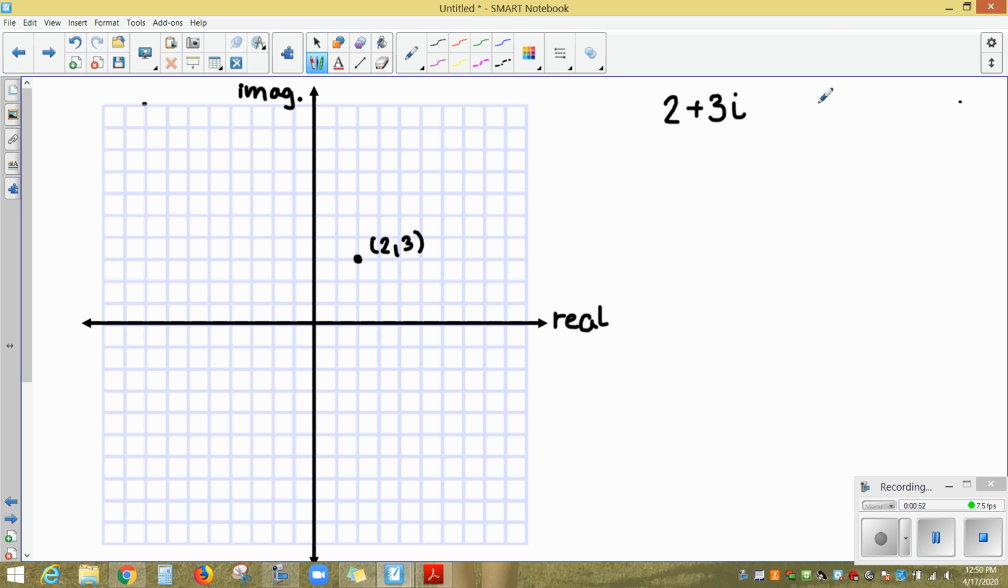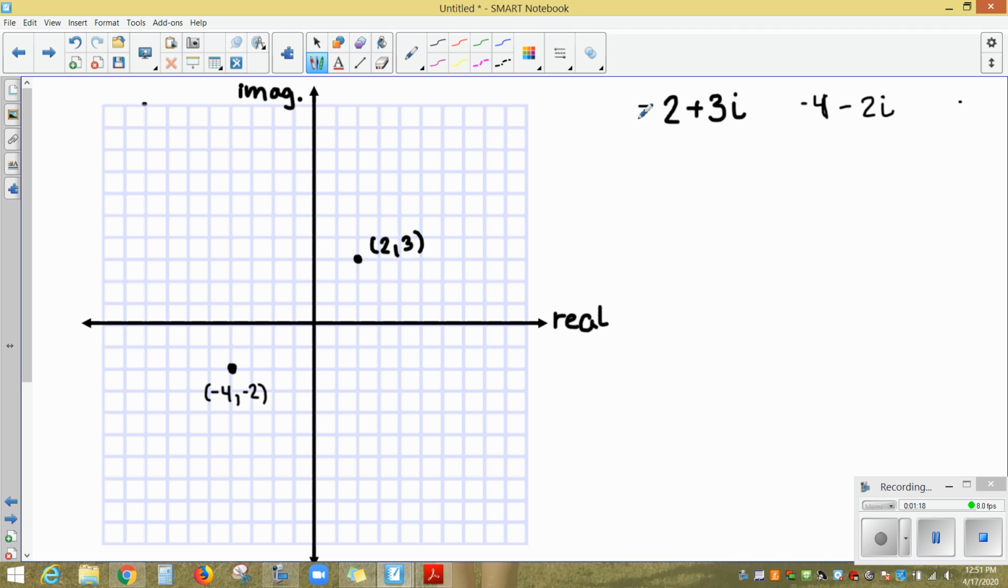And if we wanted to talk about the number minus 4 minus 2i, that corresponds with a negative 4 in the real direction and a negative 2 in the imaginary direction. There's really no difference in how we'd plot a point than there is with the x's and y's.